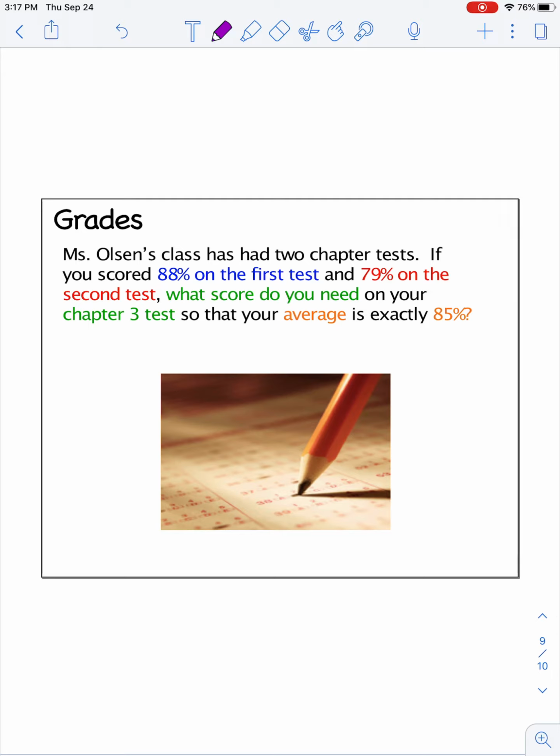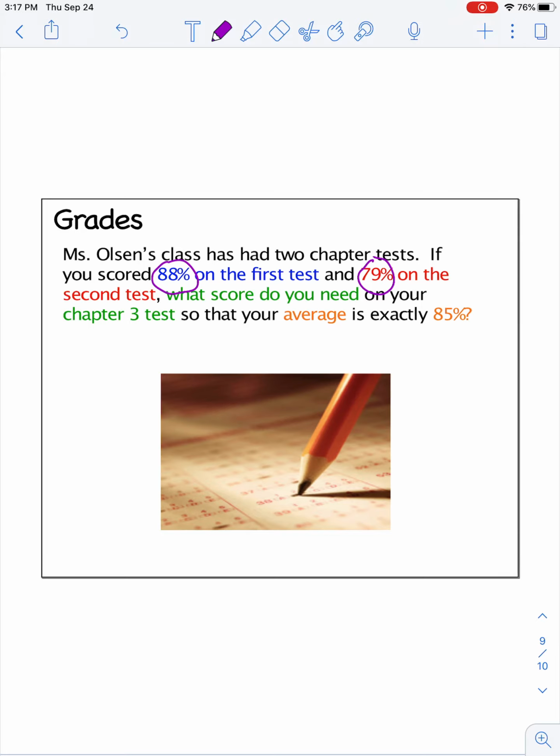Okay, here's a really good example that involves something you might be interested in because it's about grades on tests. It says Ms. Olson's class has had 2 chapter tests. If you scored 88% on the first test and 79% on the second test, what would you need to score on your third test so that your average is exactly 85%?